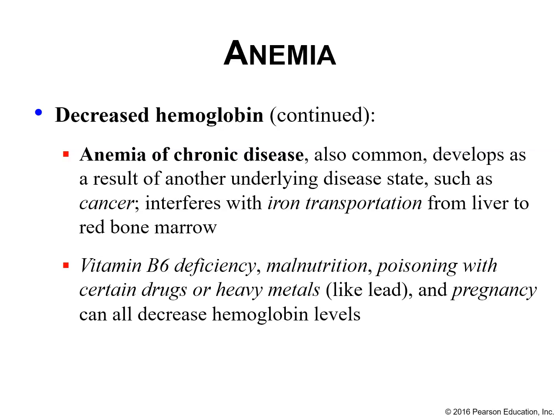Other causes of anemia of chronic disease are vitamin B6 deficiency, malnutrition, drug poisoning or heavy metal poisoning like lead poisoning, and even pregnancy, mainly because of the increased volume that the mother has to take care of. Those all can result in decreased hemoglobin, and we can always measure those hemoglobin levels with instruments in the lab called hemoglobinometers.